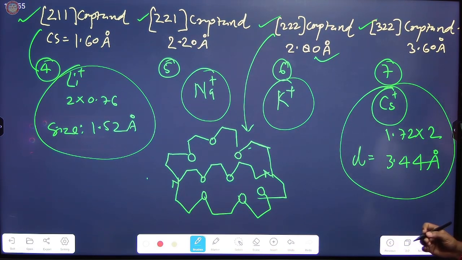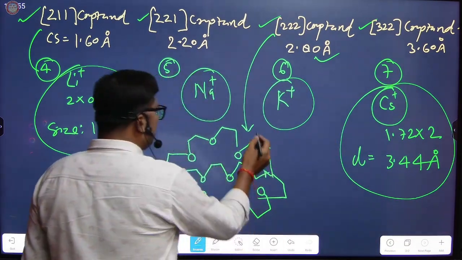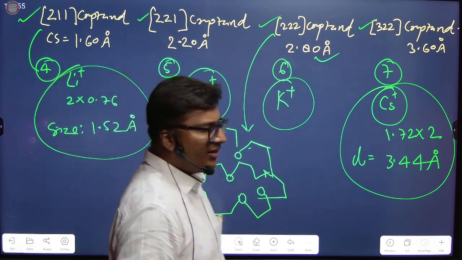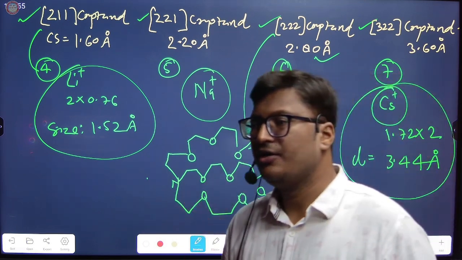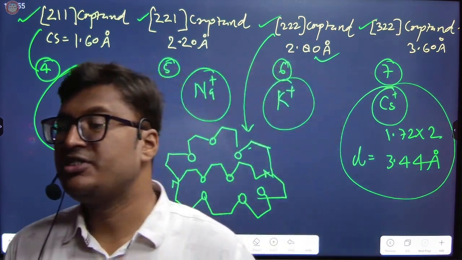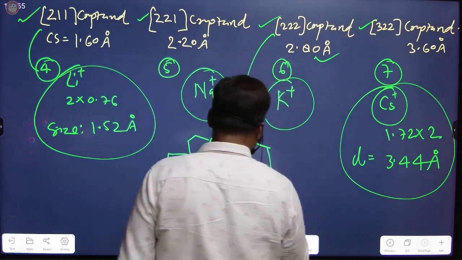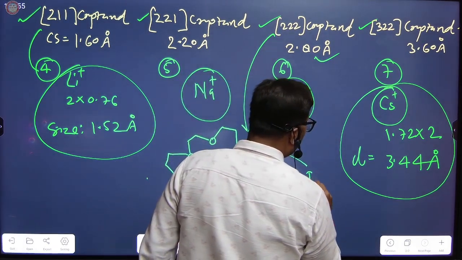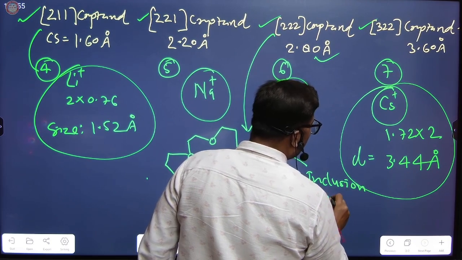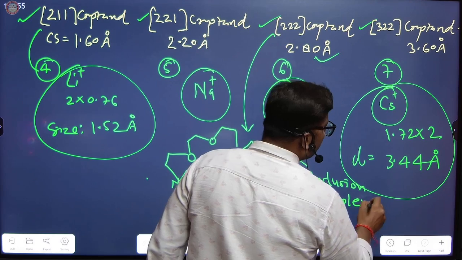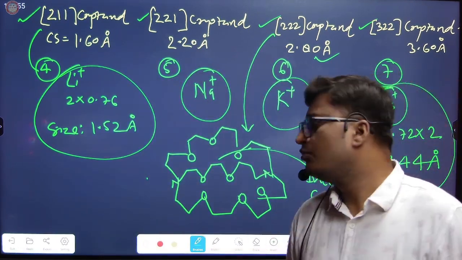And another beauty of this cryptand is that it may have a greater affinity to form inclusion complexes, right? It can form inclusion complexes, okay?